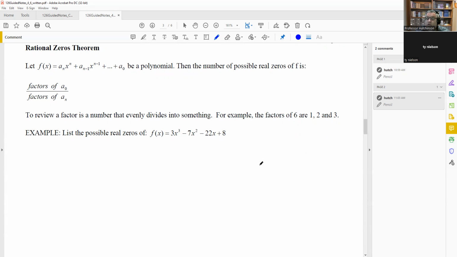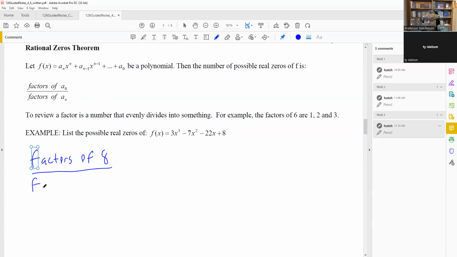So we're just going to follow this formula. Factors of the last number over factors of the first number is how you're going to do that. So let's do that for this one. We want to list the possible real zeros of this. So this is going to be factors of 8 divided by factors of 3.